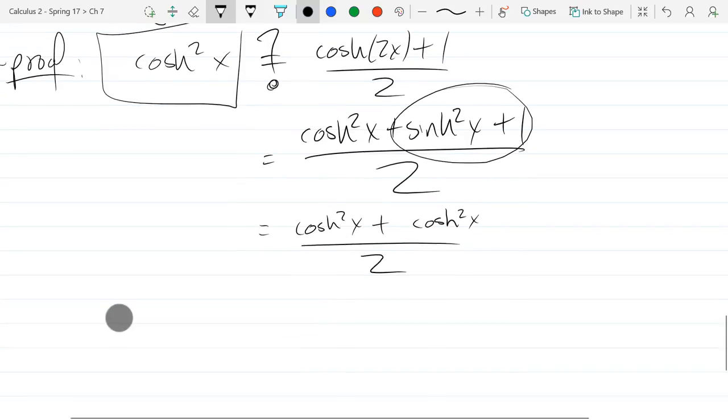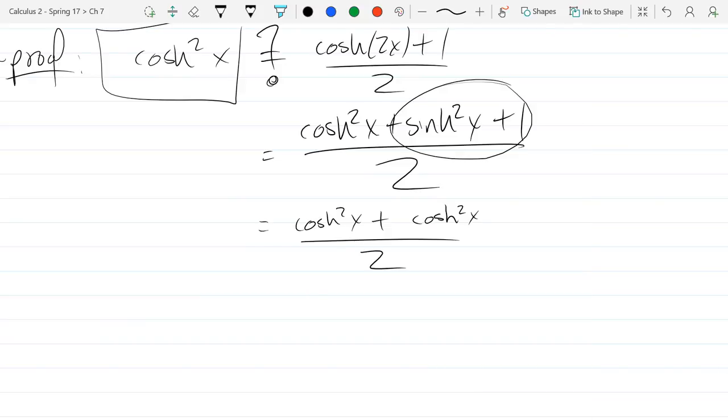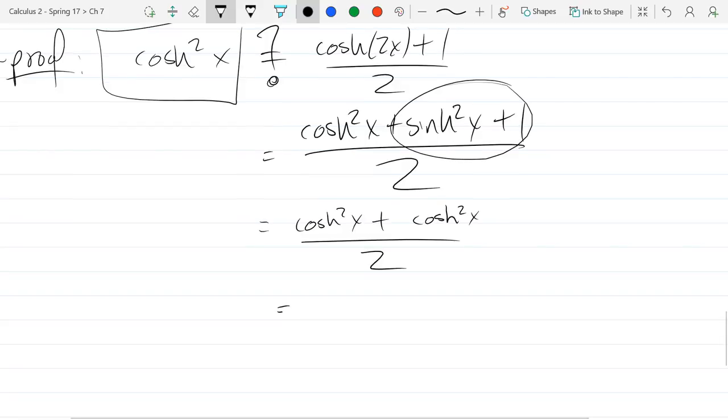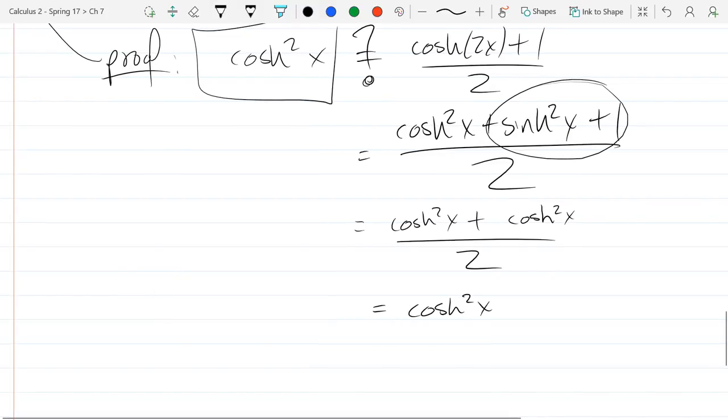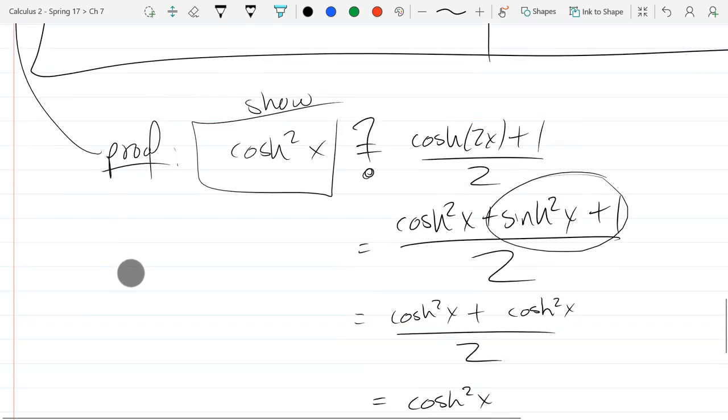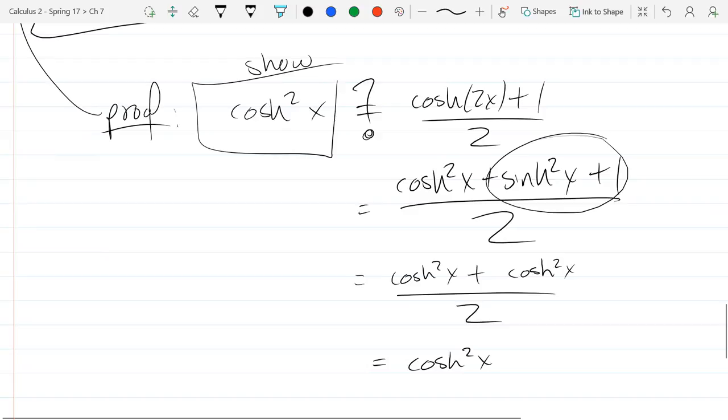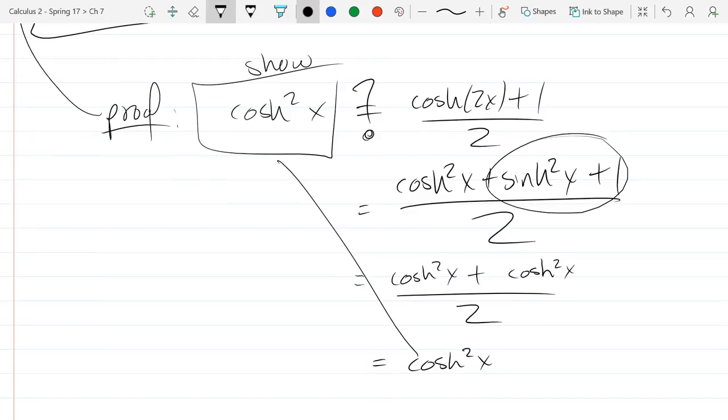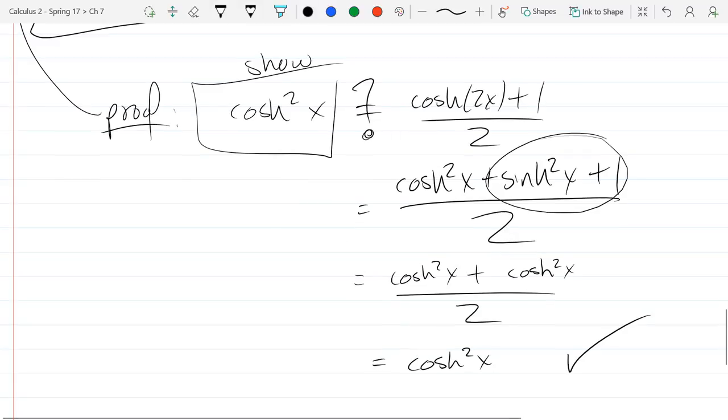Oh, well, that's really convenient. Cosh plus cosh is 2 cosh, cancel the 2. So we just get hyperbolic cosine squared of x. Uh-oh. Oh, yeah, it's good. I was like, it's exactly what we started with. But no, we started on the right side. So that's exactly where we wanted to end up. Okay.